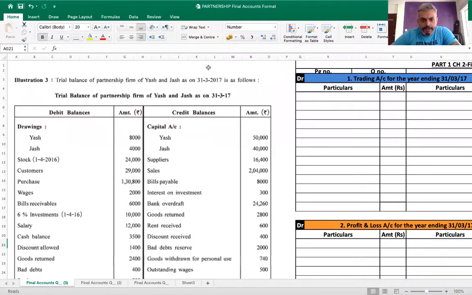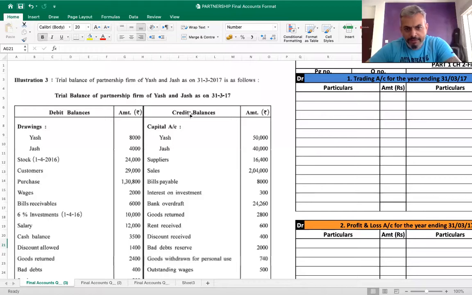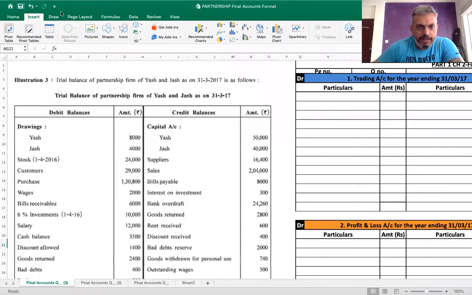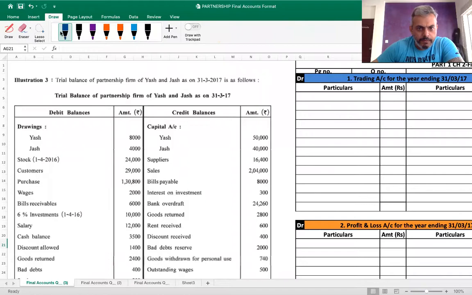Okay, we are doing illustration 3. Let's first check out the trial balance. Now, trial balance of partnership firm of Yash and Jash as on 31/3/2017 is as follows. Now, let's start marking.